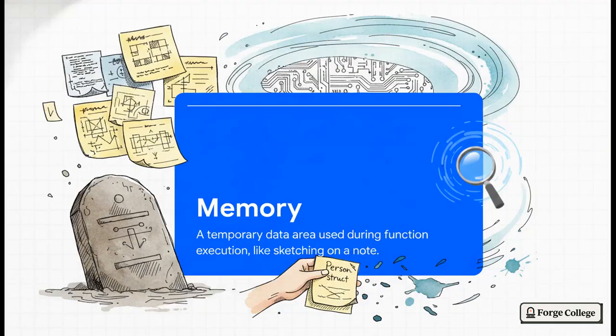On the flip side, we have memory. Think of memory as a temporary, transient data area that only exists while a function is actually running. It's like sketching out your blueprint with an erasable pencil instead of that permanent ink we just talked about.